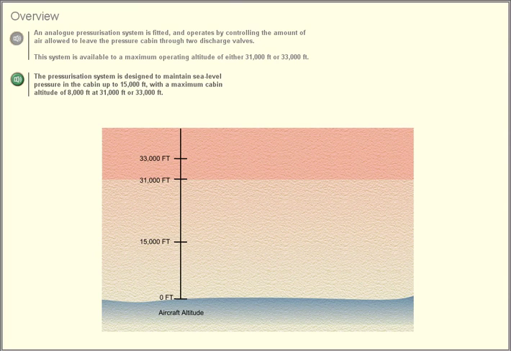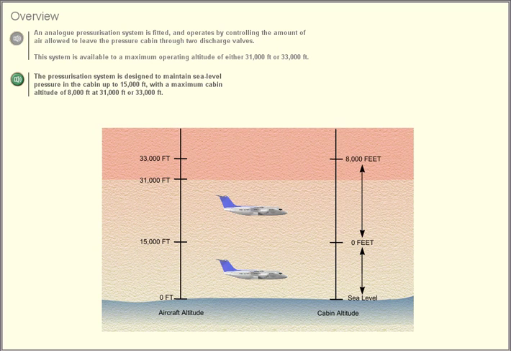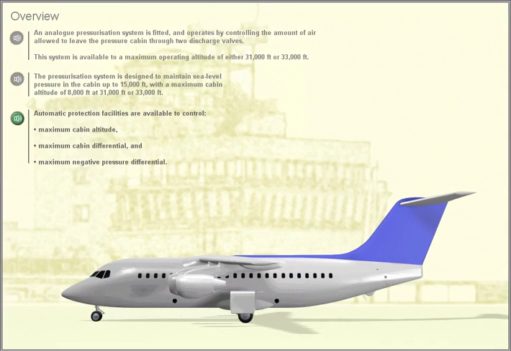The pressurization system is designed to maintain sea level pressure in the cabin up to 15,000 feet, with a maximum cabin altitude of 8,000 feet at 31,000 feet or 33,000 feet. Automatic protection facilities are available to control maximum cabin altitude, maximum cabin differential, and maximum negative pressure differential.